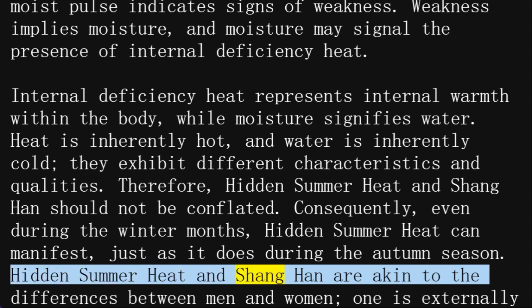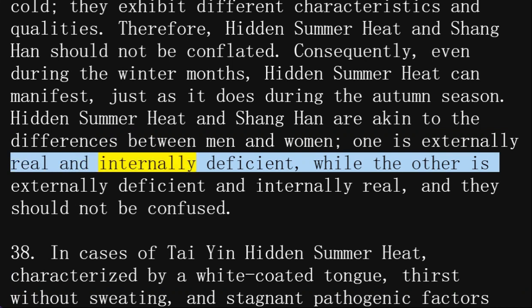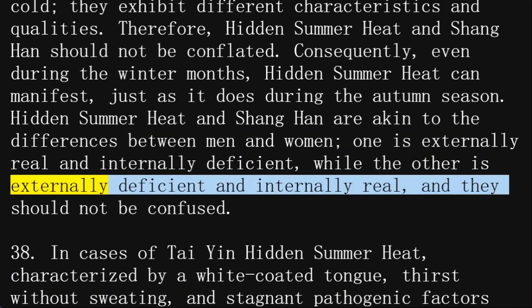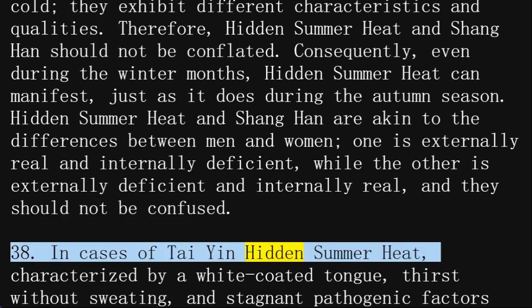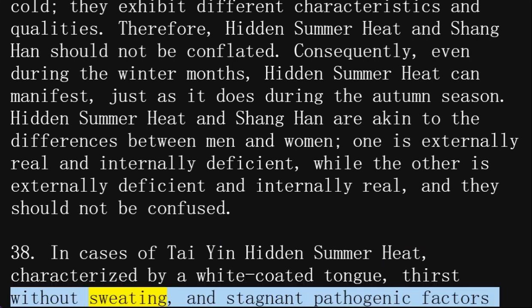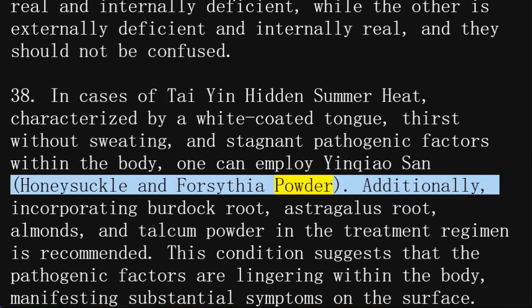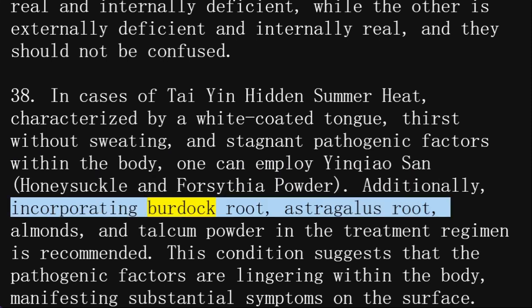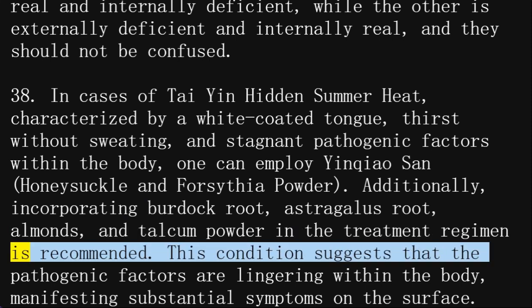Hidden summer heat and Qing are akin to the differences between men and women. One is externally real and internally deficient, while the other is externally deficient and internally real, and they should not be confused. 38. In cases of Tai Yin hidden summer heat, characterized by a white-coated tongue, thirst without sweating, and stagnant pathogenic factors within the body, one can employ Yin Qiao San, honeysuckle and forsythia powder. Additionally, incorporating burdock root, astragalus root, almonds, and talcum powder in the treatment regimen is recommended.